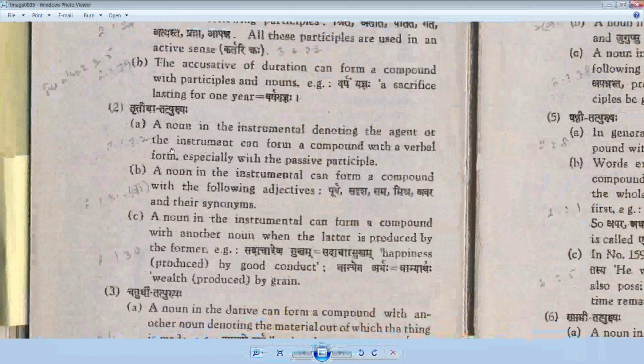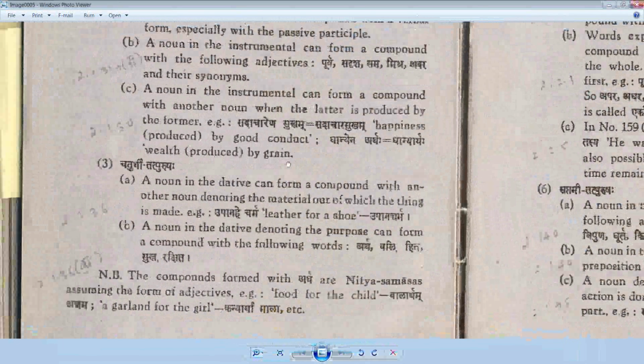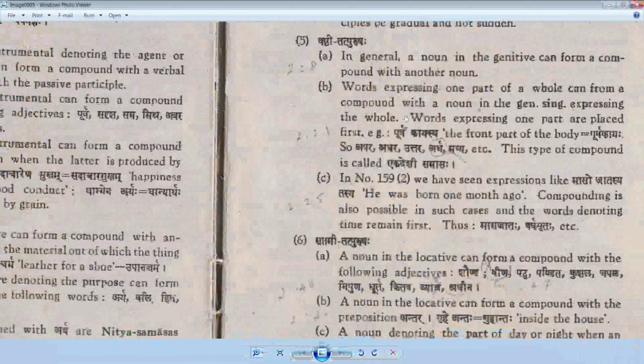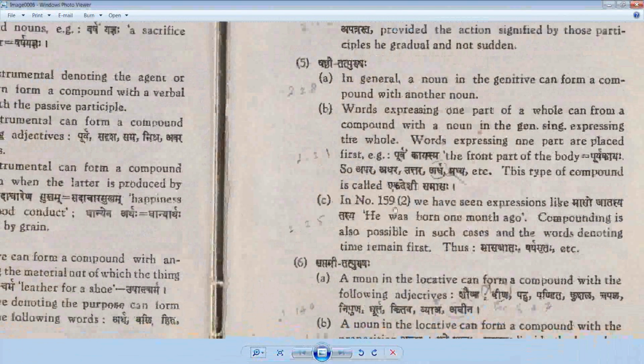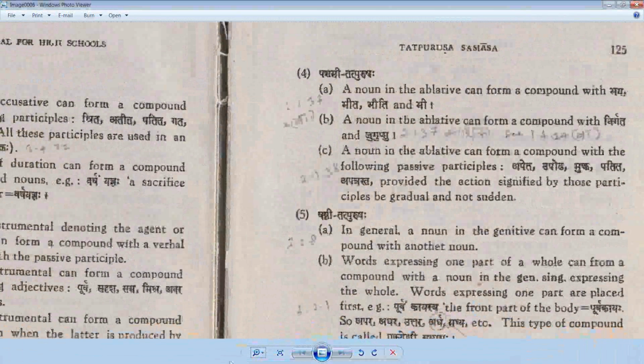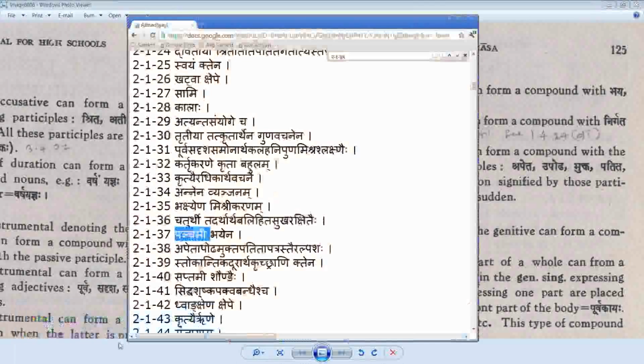Look at all these numbers. It's all coming between 2.1.22 and 2.1.49, all of these, except for Shashthi. Shashthi goes into 2.2. But all these others, Saptami Tatpurushaha, then the Panchami Tatpurushaha, they all come between 2.1.22 and 2.1.24 onwards. If you look at the Ashtadhyayi, just giving you a brief, we'll come back to this in detail in the coming classes.